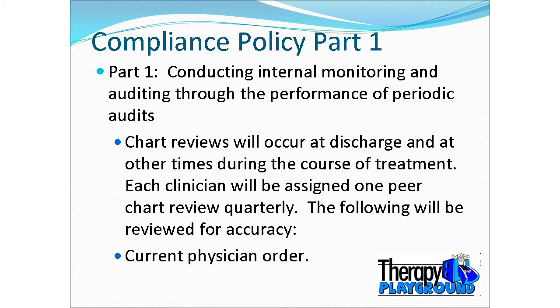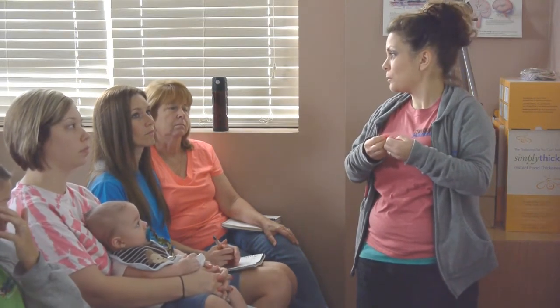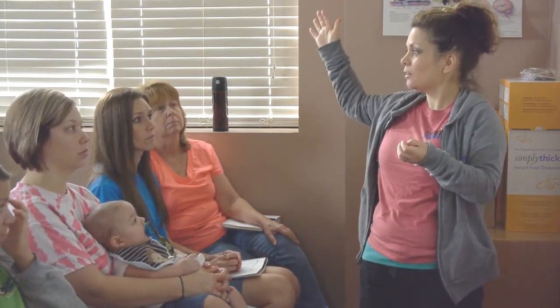Part 1. Conducting internal monitoring and auditing through the performance of periodic audits. That is the first thing that we will need to be doing on a consistent basis. I would like to shoot for quarterly audits, and Raintree is going to make the auditing process a lot easier. There won't be a paper chart to go through. 90% of us went through one paper chart audit. Did it suck? Yes. So this will make it a lot easier.